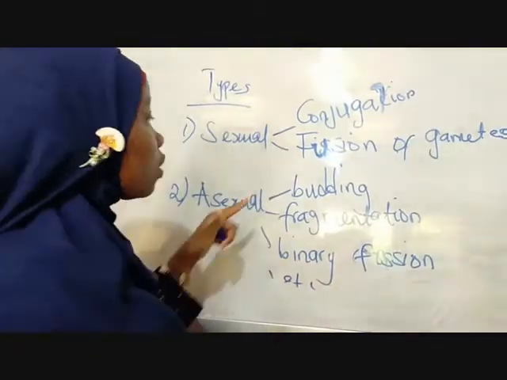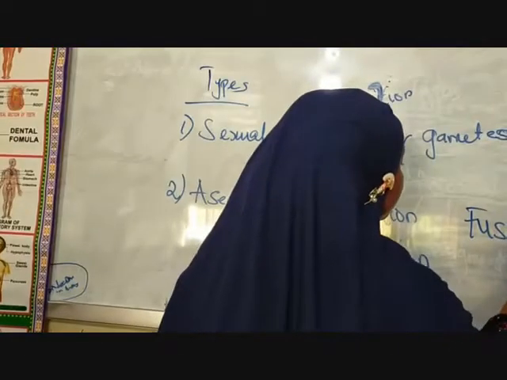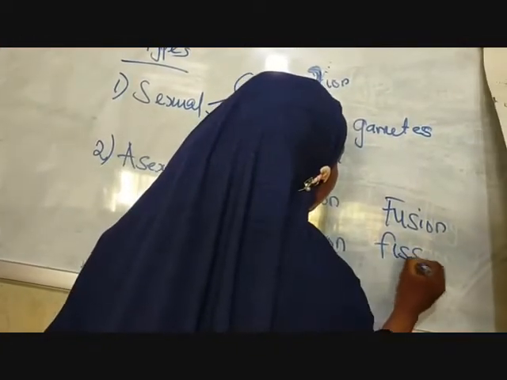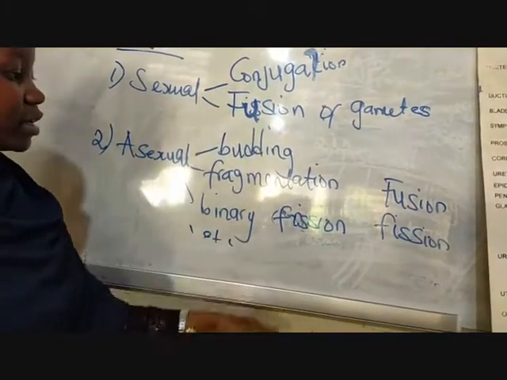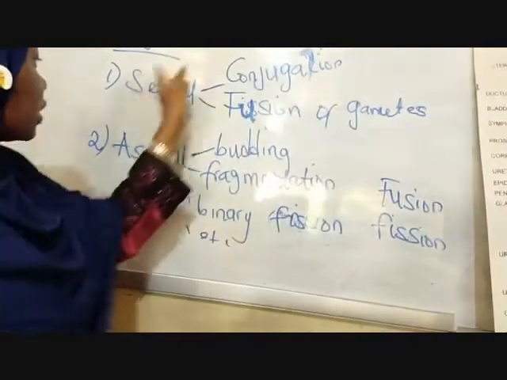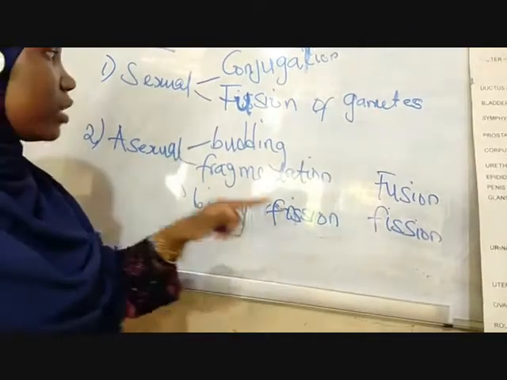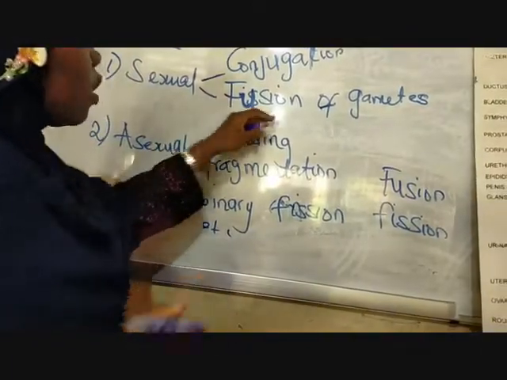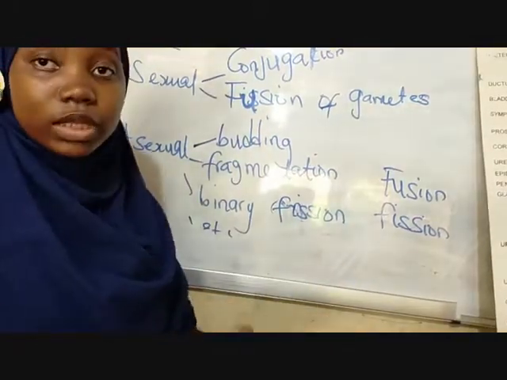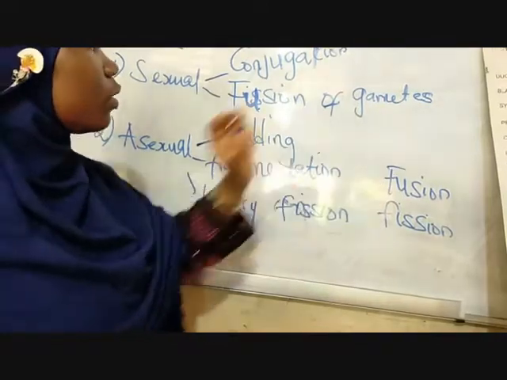Fusion of gametes brings me to an interesting question you've been taught in physics. What is the difference between fusion and fission? Because under asexual reproduction we have binary fission, while under sexual reproduction we have fusion of gametes. That is another exercise for you to do. You've been taught in physics before, or if you cannot recall what you were taught in physics, you can just use your dictionary to tell me the difference between the both.